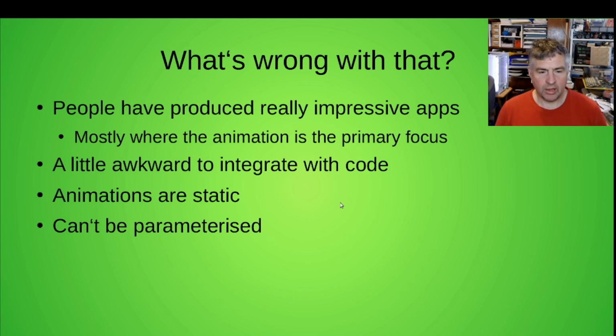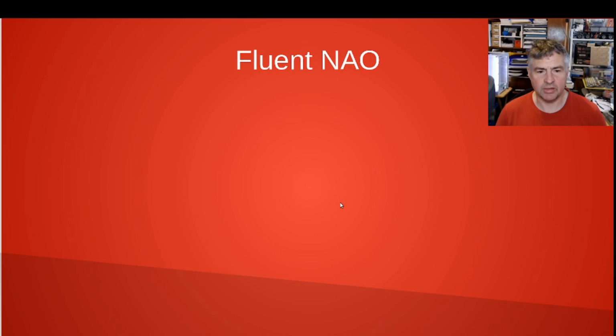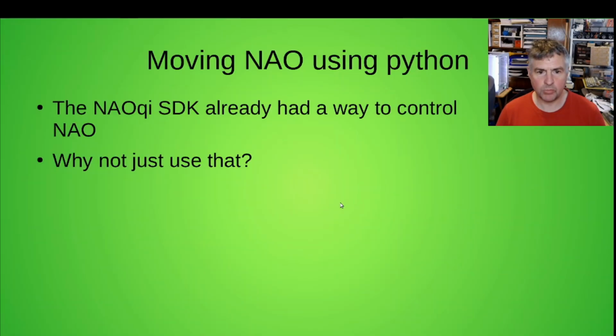Okay, so how can we address some of those issues? And this is where FluentNAO comes in. FluentNAO is not aiming particularly to replace existing ways of moving the robot, because they all have their place. But it's an additional technique that you can use in certain cases where it makes sense.